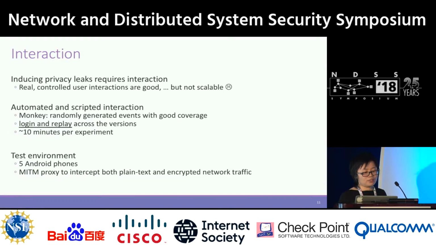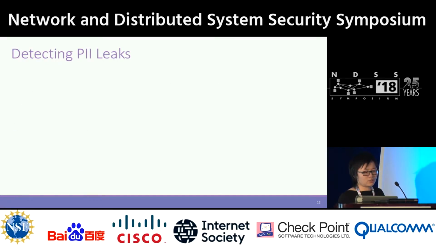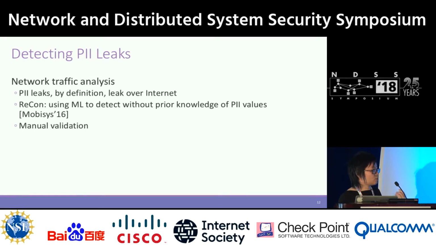Specifically, we use a man-in-the-middle proxy to intercept both encrypted and plain text traffic. Now, after the interaction, I was able to induce the leaks to the internet. Well, how do we detect those leaks? We collect the network traffic and use a system called Recon that uses a machine learning algorithm to detect those leaks without knowing them ahead of time.